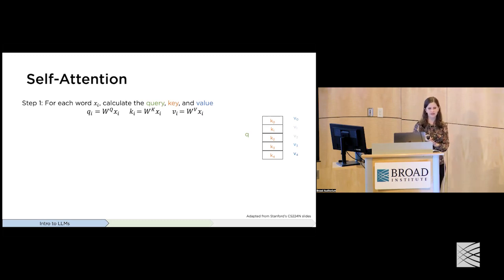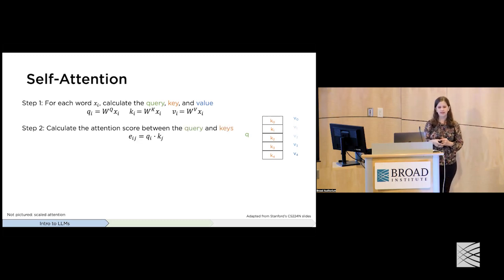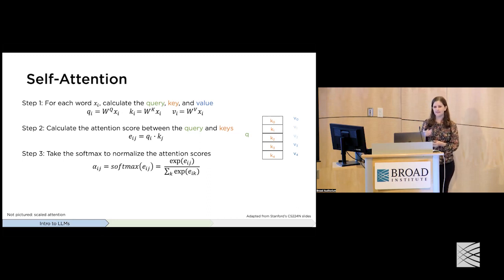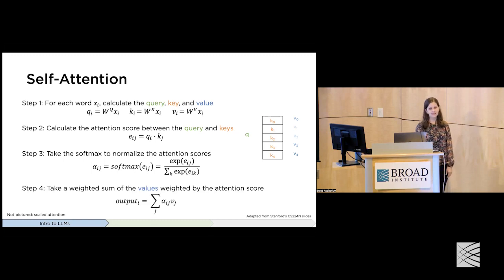First, you need to calculate the query, key, and value for every word. This essentially, at the end of the day, involves multiplying the representation of that word by a query matrix, a key matrix, and a value matrix, all of which are learned during this training process. Step 2 is to calculate the attention score between the query and all of the different keys. In step 3, you take the softmax to normalize over all of the attention scores. And then in step 4, you take a weighted sum of all those values, again, weighted by that attention score.